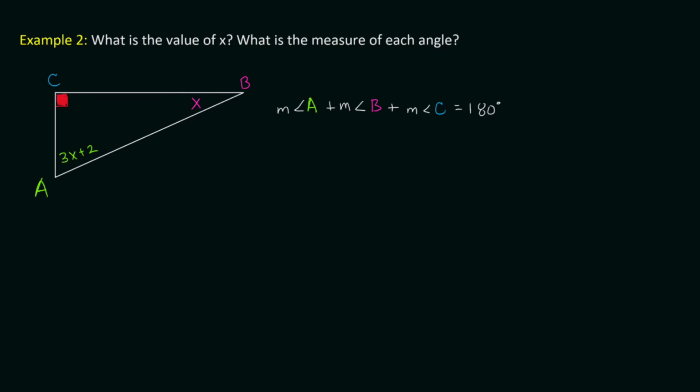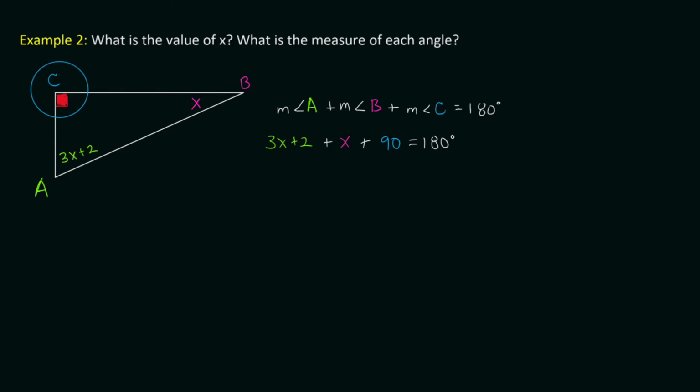For angle A, I have that angle A is equal to 3x plus 2. So let's have 3x plus 2. Angle B is just x, so we can do plus x. And for angle C, we have another small box, but remember the small box means that it's 90 degrees. So let's put angle C as 90 degrees. That should all add up to 180 degrees.